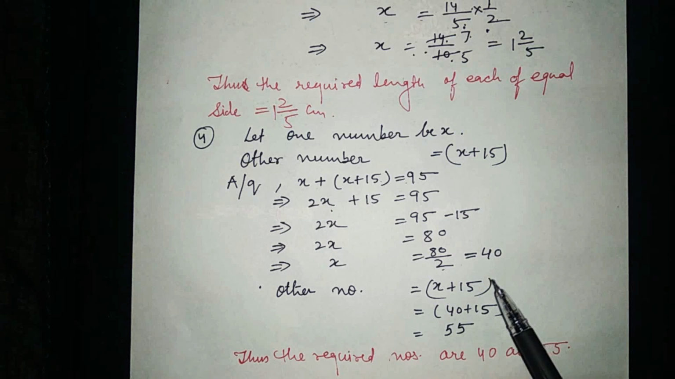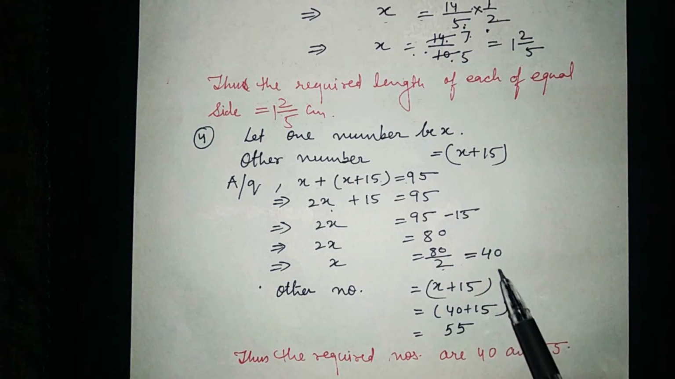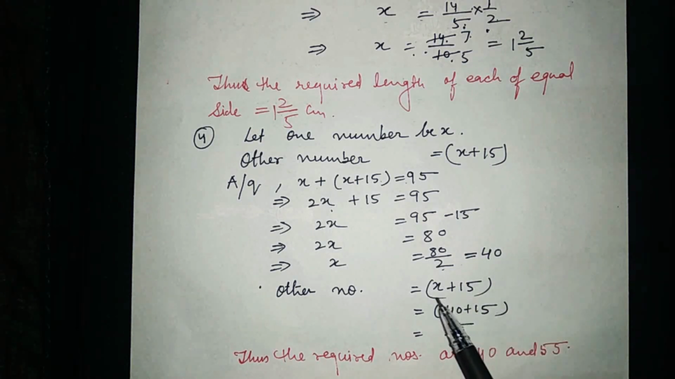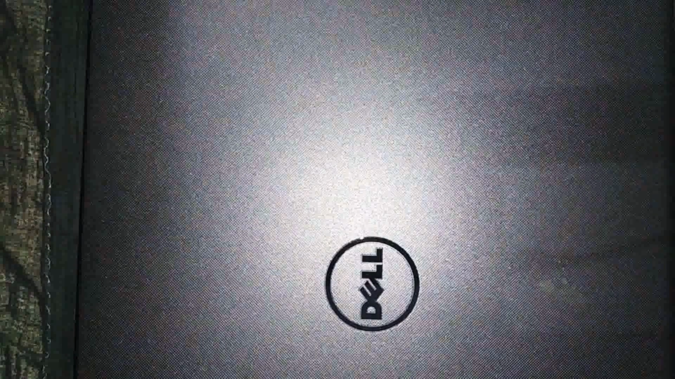And one more number you have to find out. For the other number you will put the value of this x in x plus 15. Then 40 plus 15, 55. Thus the required numbers are 40 and 55. Okay. Now see question number 5.